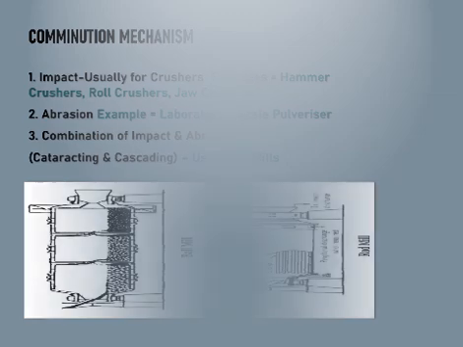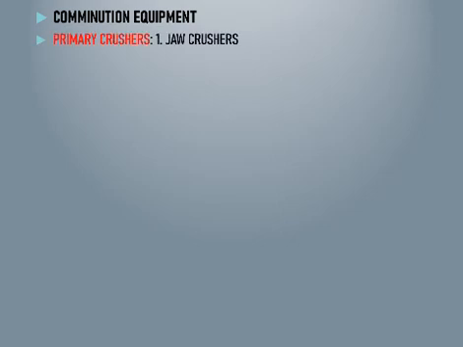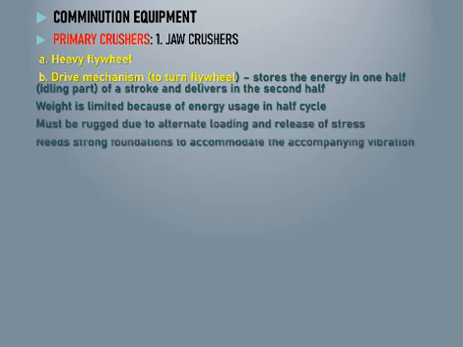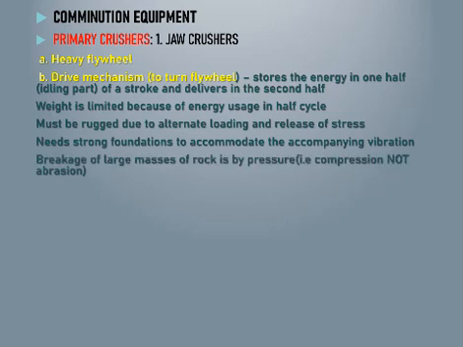So this is the comminution mechanism. Comminution equipment. Primary crushers: we have the jaw crushers, with a heavy flywheel drive mechanism. The flywheel stores energy in one half, the idling part of a stroke, and delivers it in the second half. Weight is limited because of energy usage and half cycle. Must be racked due to alternate loading and release of stress. Need strong foundations to accommodate the accompanying vibration.